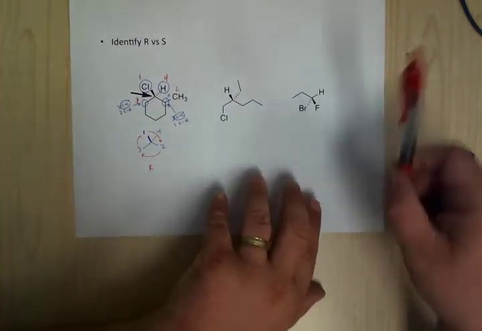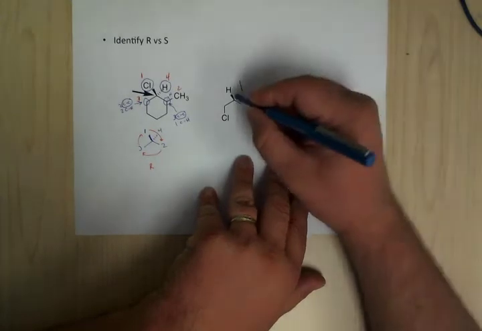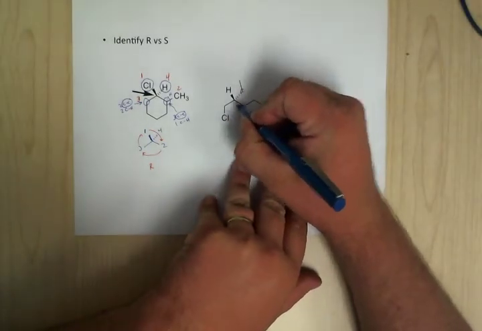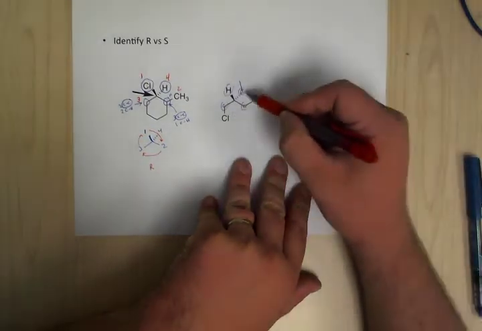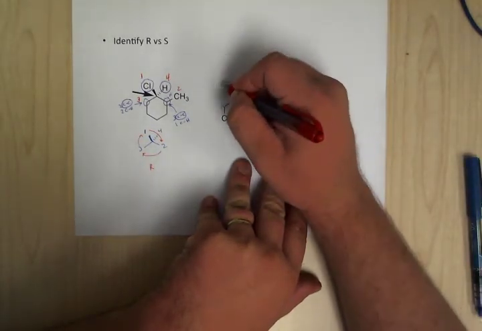Okay, so this one here, there's a carbon, carbon, carbon, right? So you're looking at those guys. These 3 are definitely going to be higher priority than this one. So this one has to be 4.